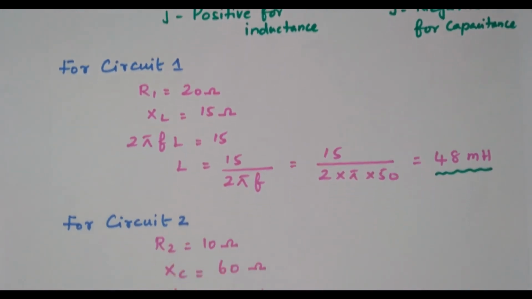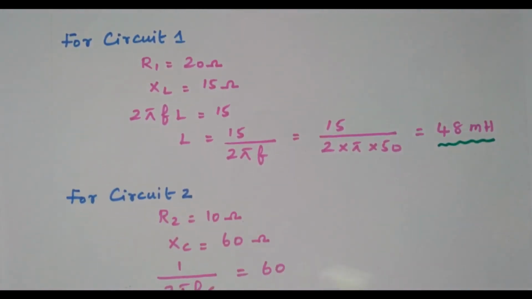First, consider circuit 1. R1 equal to 20 ohm, XL equal to 15 ohm. So, this XL is nothing but 2 pi F into L, that is equal to 15. So, L equal to 15 divided by 2 pi F. Substitute the values: 15 divided by 2 into pi into 50, that is equal to 48 millihenry. By solving this, we are able to find this is 48 millihenry.